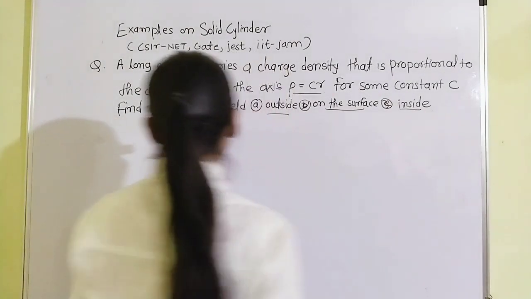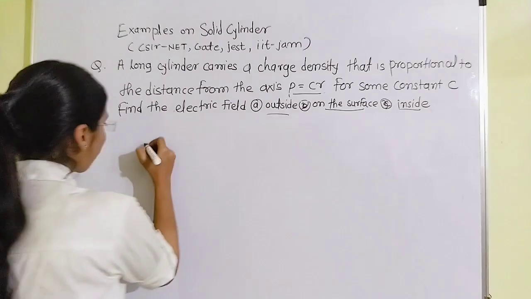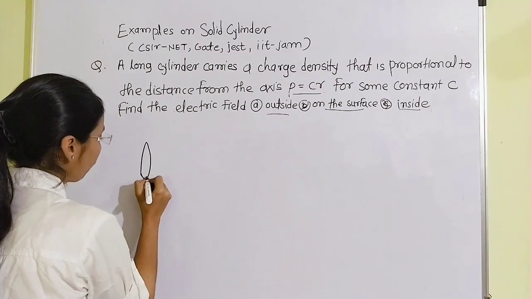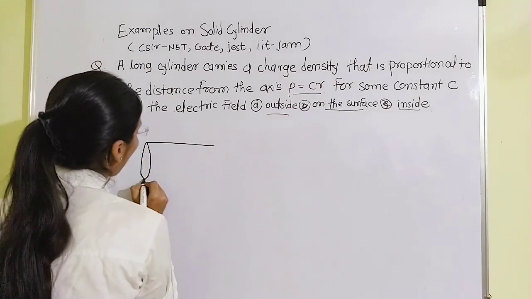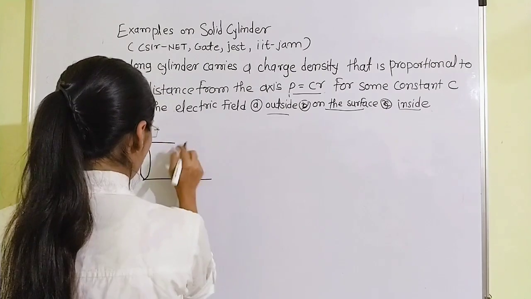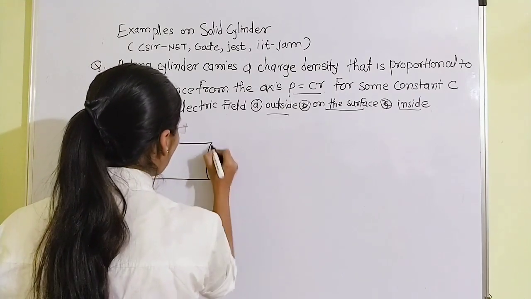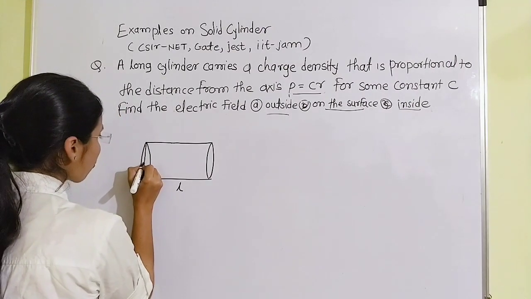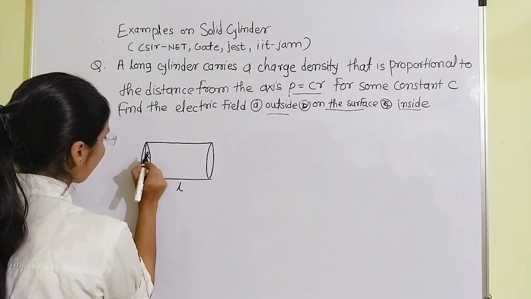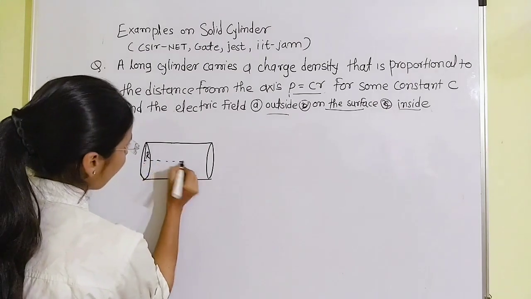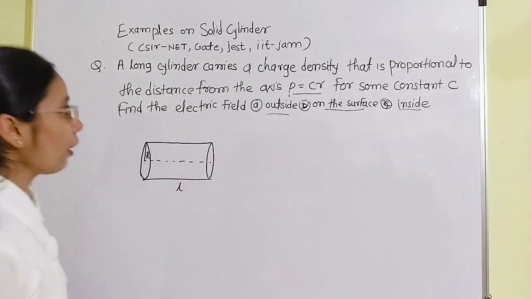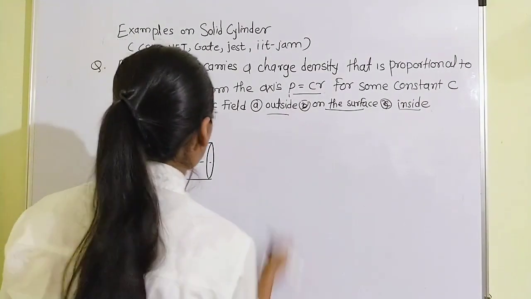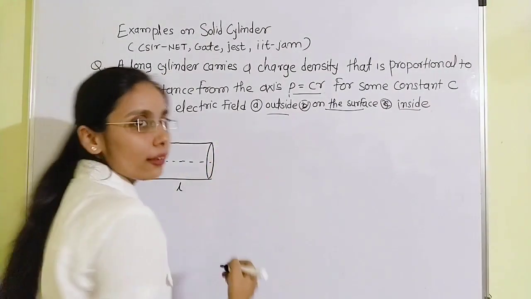So let's calculate. Here we have a cylinder of length L, and the radius of this portion is capital R. So this is our cylinder, the central part of the cylinder, and here we have to find the electric field outside the cylinder first. So we have to apply the Gauss law.